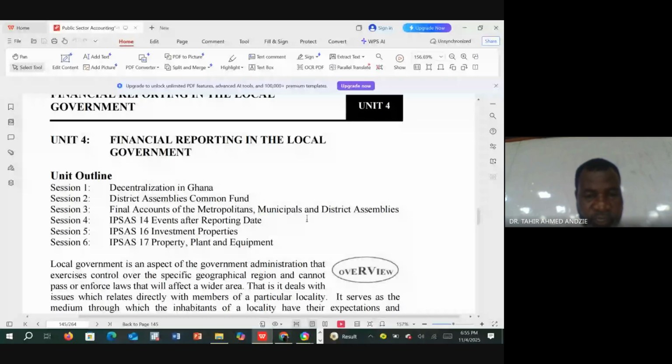Then we'll also talk about IPSAS 14, which is events after the reporting date. This has an equivalent standard in the IFRS, which is IFRS 11 or 10. Previously, it was IFRS 10. I think it has been changed to IFRS 11, events after the reporting date. This standard tells you that after the preparation of the financial statement, in the period between the preparation and the date the financial statement is presented to the board of directors, for events that occur, how do we treat them? Sometimes we have too many events that will affect that.